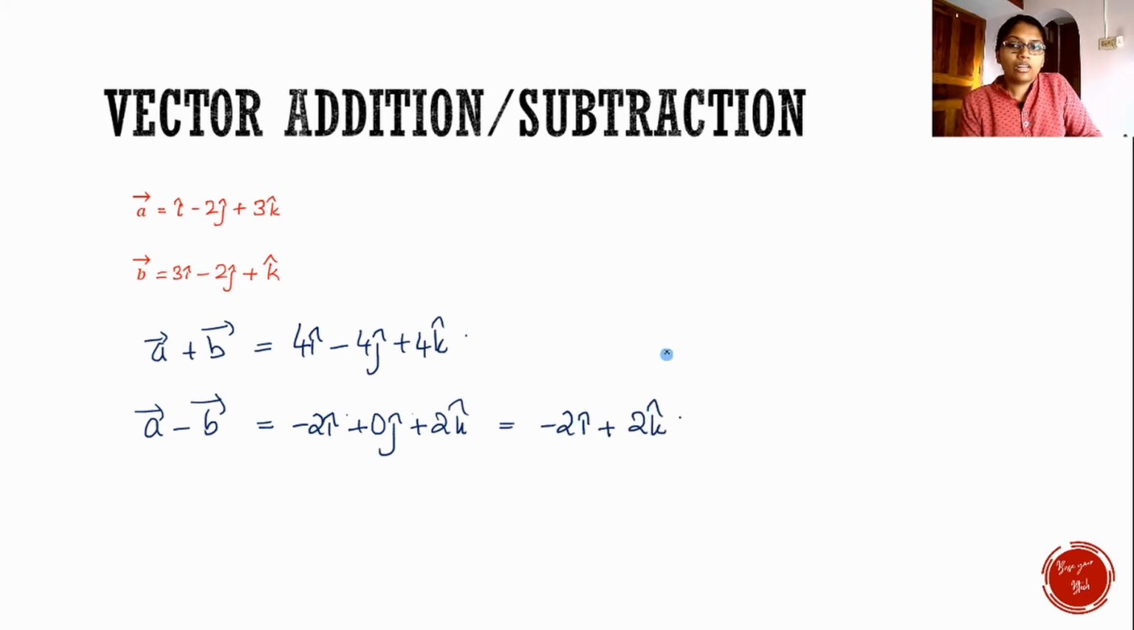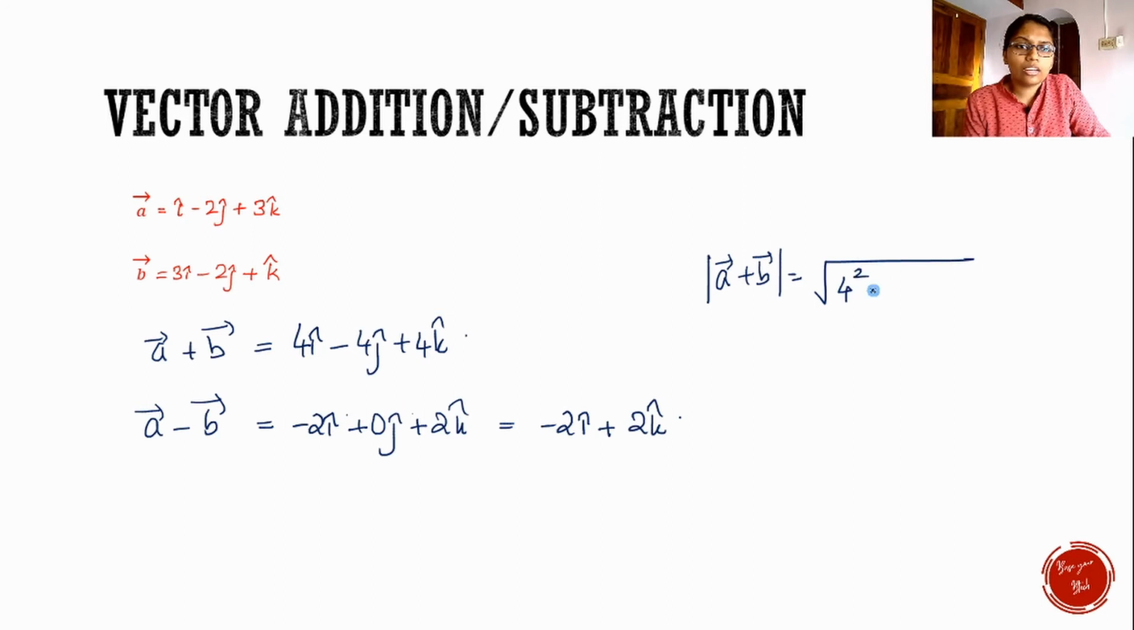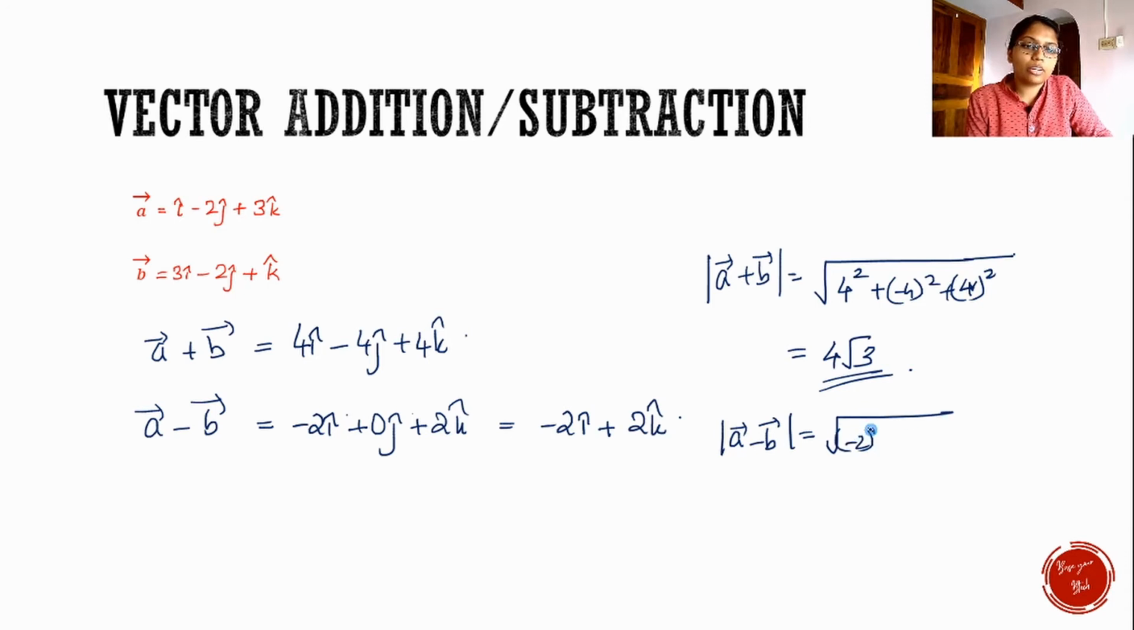Now let's find the modulus of a plus b. It's just a practice problem. It is simply root of 4 square plus negative 4 the whole square plus 4 square, which is 4 root 3. Now vector a minus b has magnitude root of minus 2 the whole square plus 2 square, which is simply 2 root 2. So these are not unit vectors, because the magnitude is other than 1.